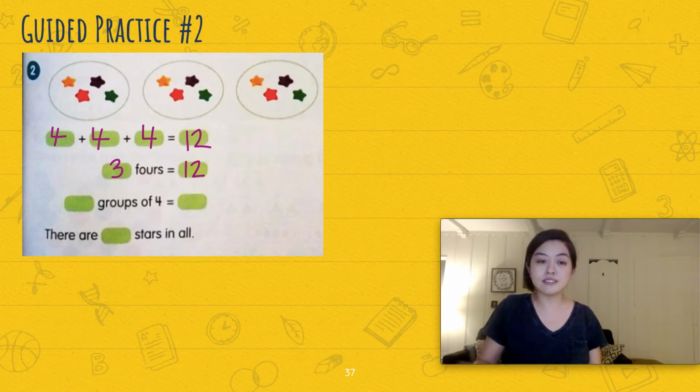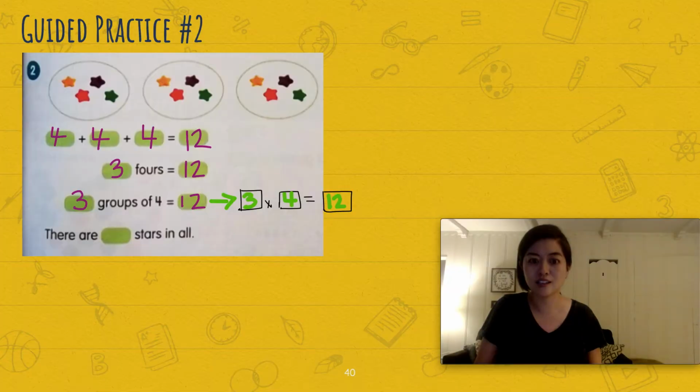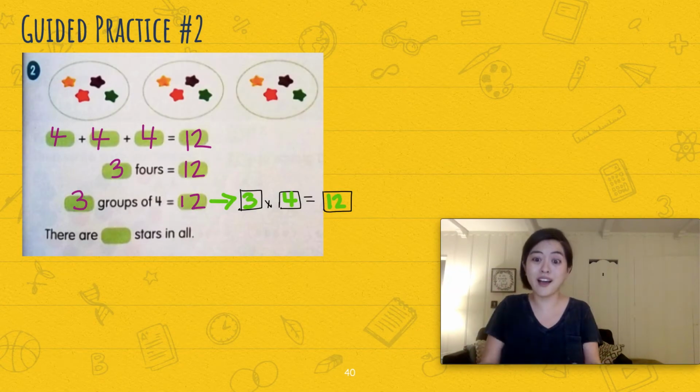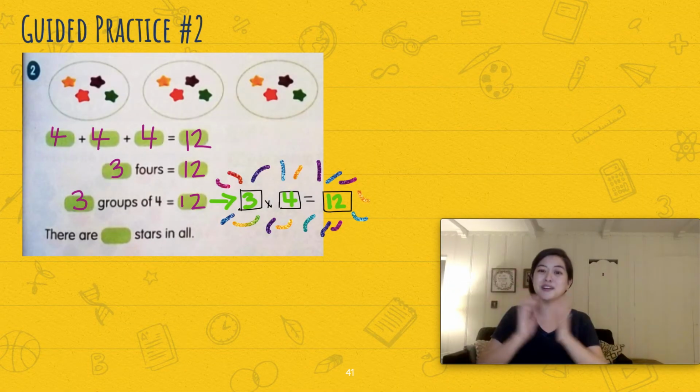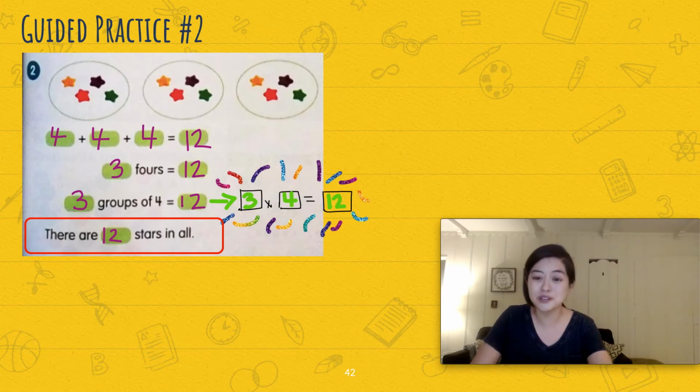This is the same thing as saying 3 fours, because there's 3 groups here, or there's 3 fours here, is 12. And how many groups of 4 are there? There's 3 groups of 4, which is 12. And this is a multiplication sentence, which is 3 times 4 is 12. Whoa, you did multiplication again. Way to go. So there are 12 stars in all.